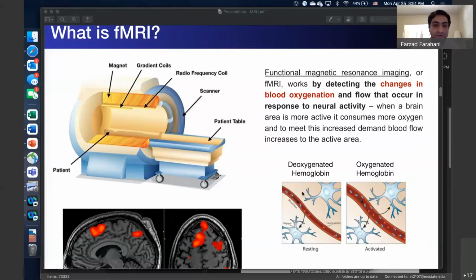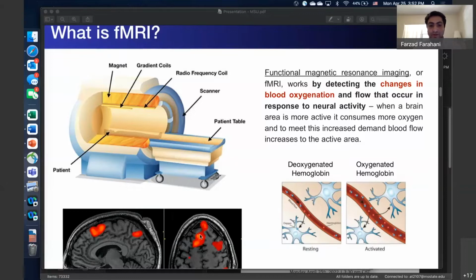And also there is a radio frequency coil that transmits the radio frequency signal and then receives the projection of the signals after hitting the human brain. The way that fMRI works is by detecting changes in blood oxygenation level. So if a brain area is active, it needs more oxygen, and fMRI is a way to get these changes of oxygenation level in the brain.